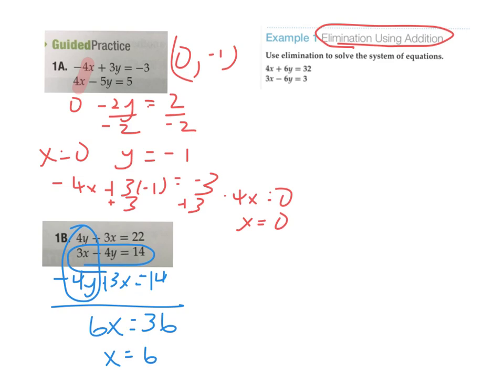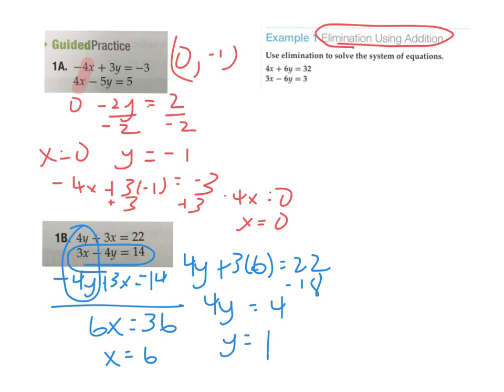Once again, I can plug that back in. So I have 4y plus 3 times 6 equals 22. And that gives me 4y, that's 18, and I subtract it from the other side. I get 4, divide, I get y equals 1. So my answer is 6, 1.